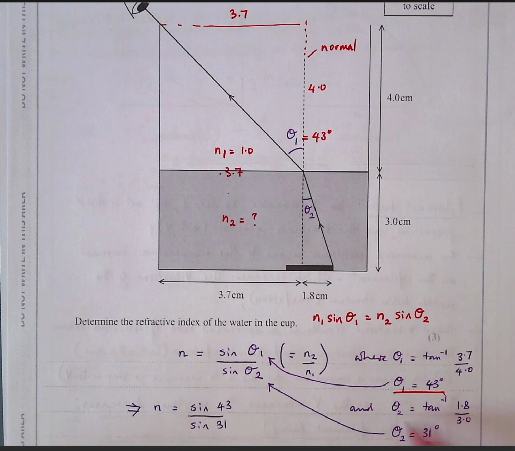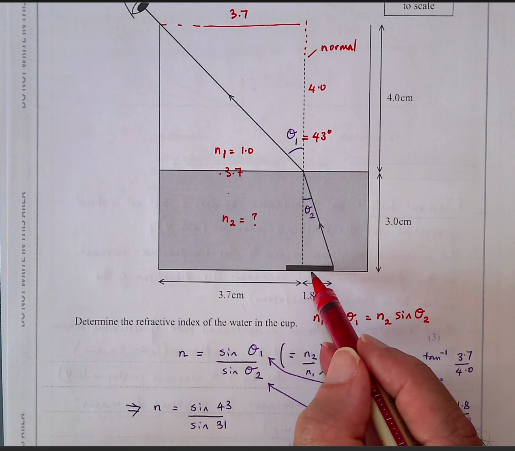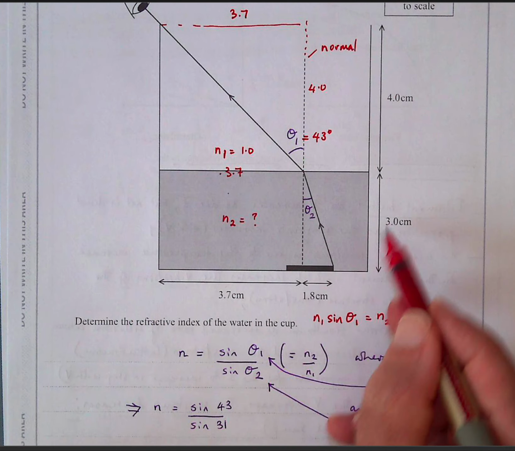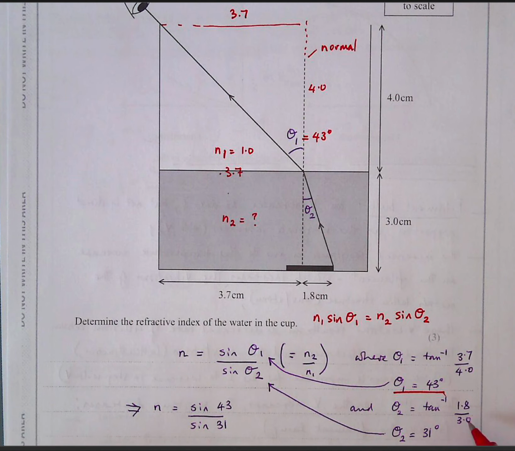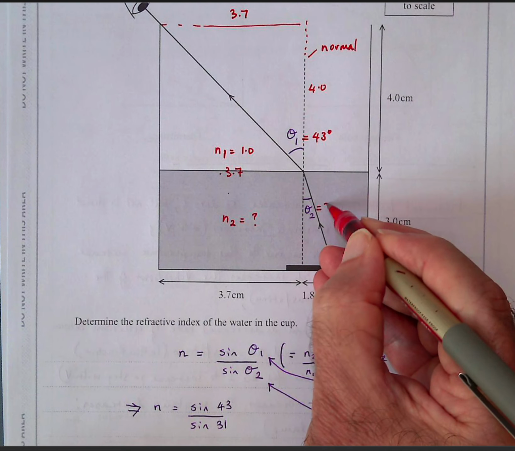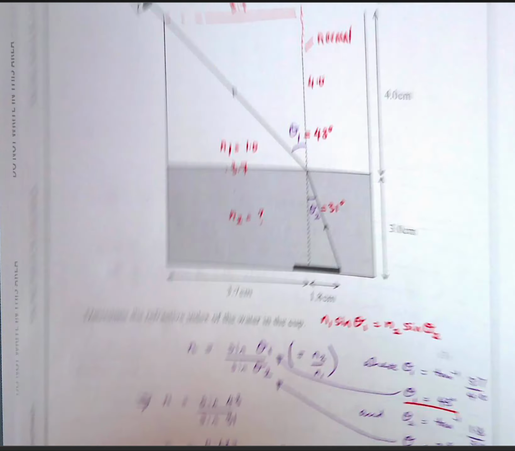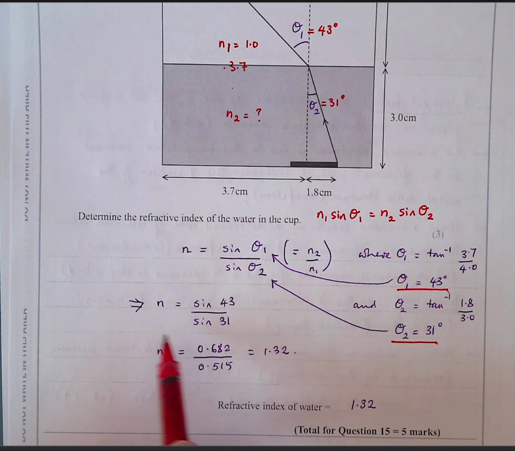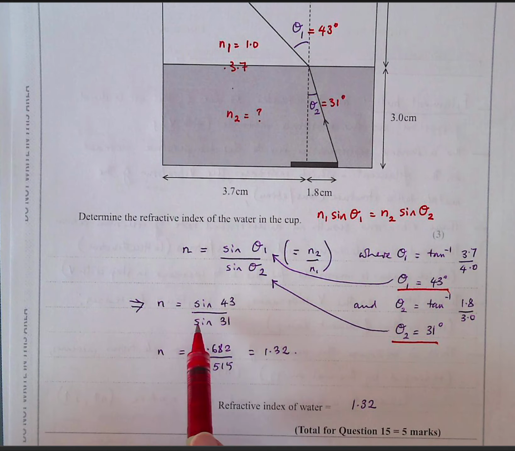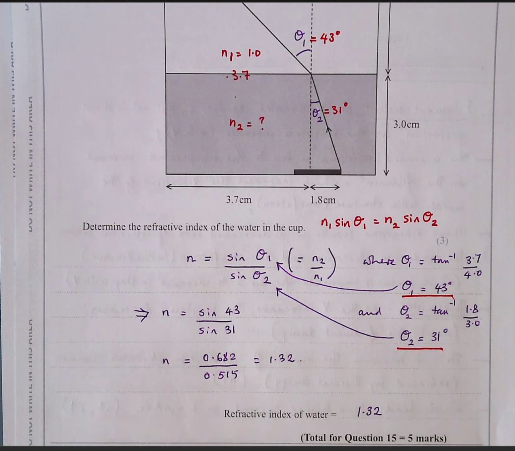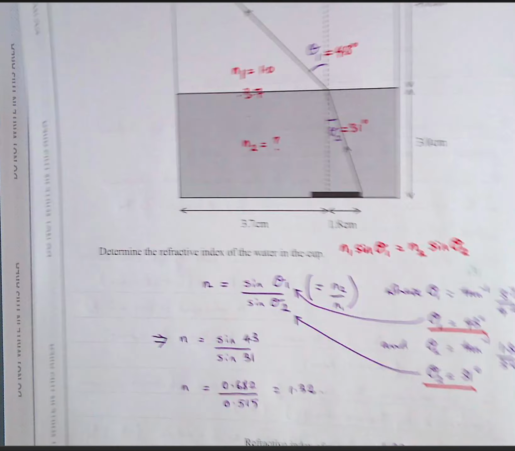And theta 2, you do it in the same way. This time you're using 1.8 over 3.0, which is given to you. And you do that, you'll find that theta 2 is 31 degrees. Once you've got both angles, you can then work out that the refractive index from air into water is 1.32. So that's how you do this question. That is question 15 done.